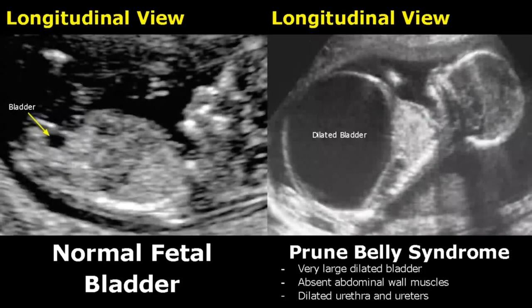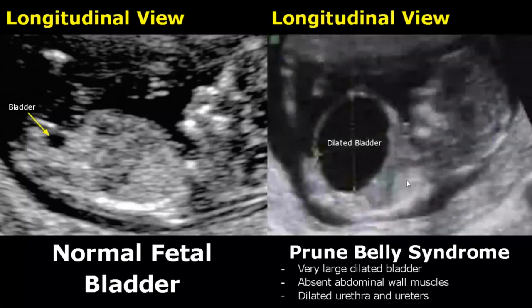In prune belly syndrome, there is a very large bladder. It can even occupy the abdomen and the abdominal wall muscles are absent. Here you can see the whole bladder and this layer is also very thin. And the urethra and ureters are also dilated.